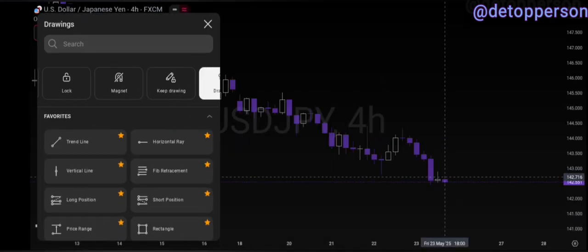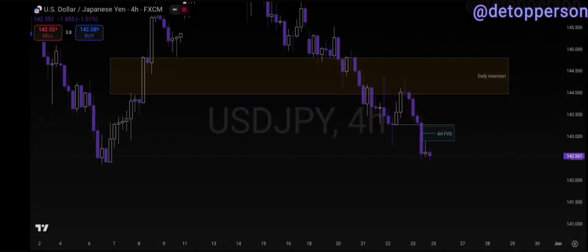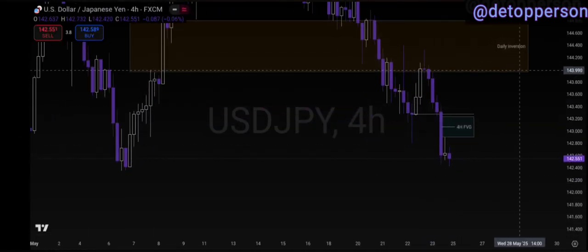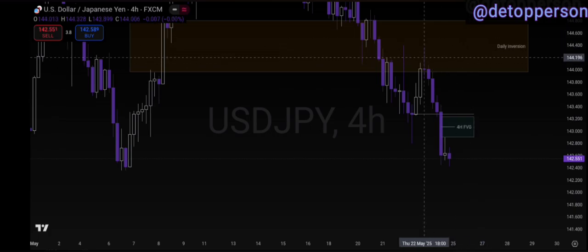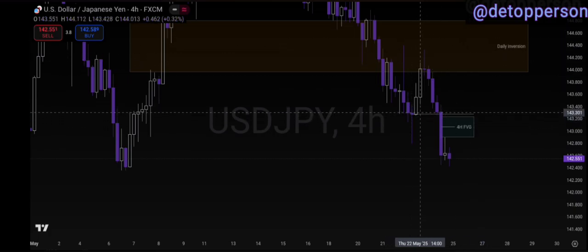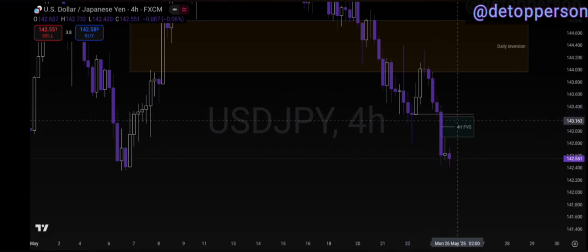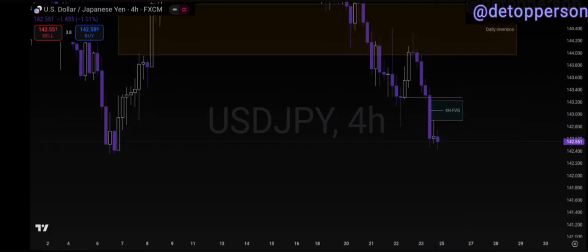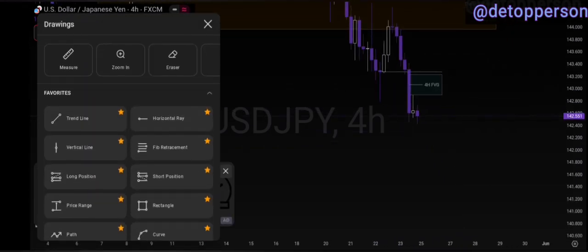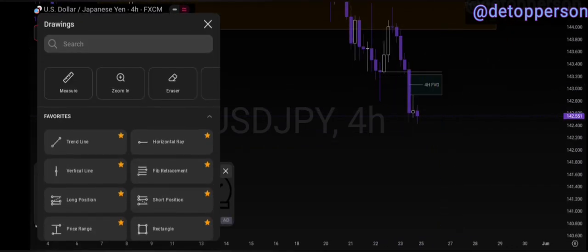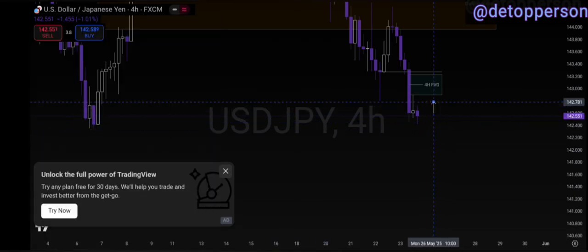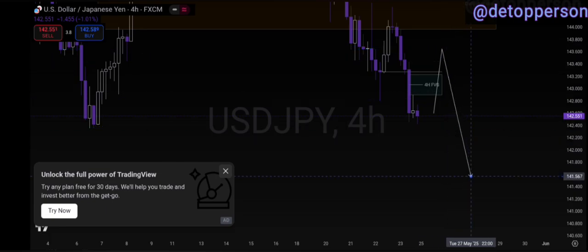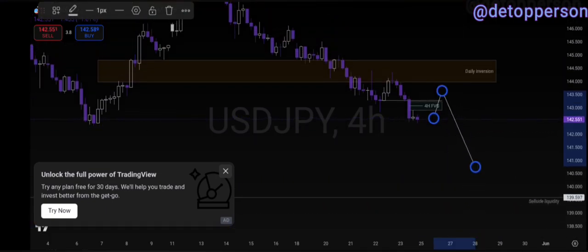So let me just show my drawings over here. Inside this daily fair value inversion, price traded into it, then we see rejection and a break. This is what becomes a breaker, in alignment with a fair value gap. So we have this 4 hour fair value gap. I actually want to see price trade into it and then get rejected, something like this, probably go even higher, and then trade downward to where the sell side liquidity is.